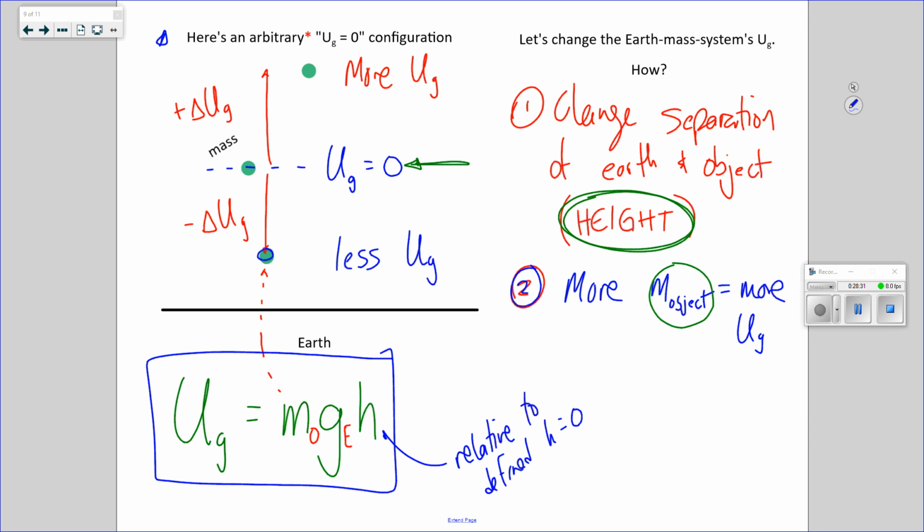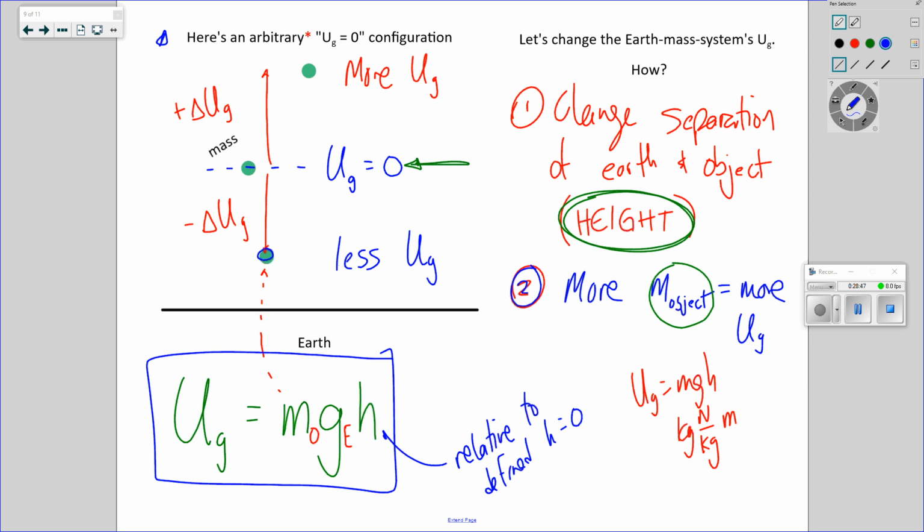And look what it's measured in. Well, the M, right? We say U equals mgh, M in kilograms. G, we said in newtons per kilogram. H in meters. Look what we're left with. Kilograms, newton meters. Oh, look, it's a joule. Well, of course it is. It's a kind of energy, just like kinetic energy. They have to be measured in the same units.